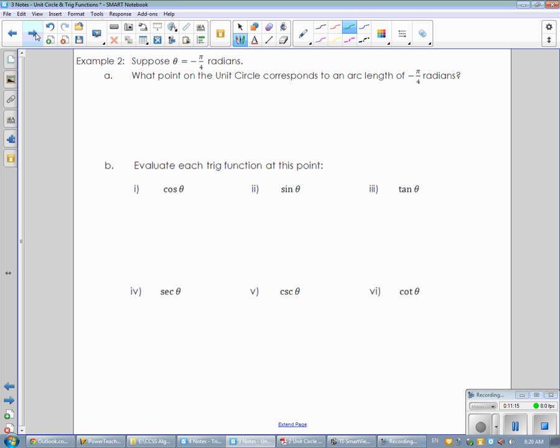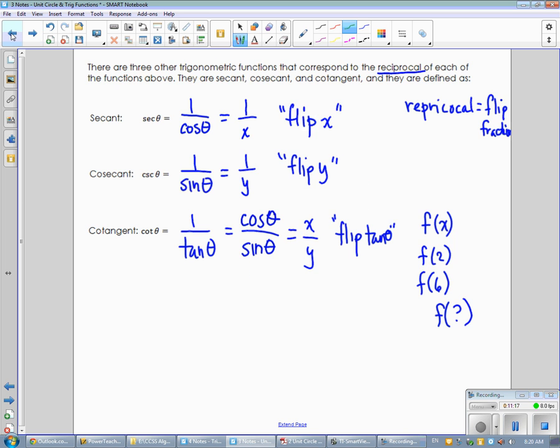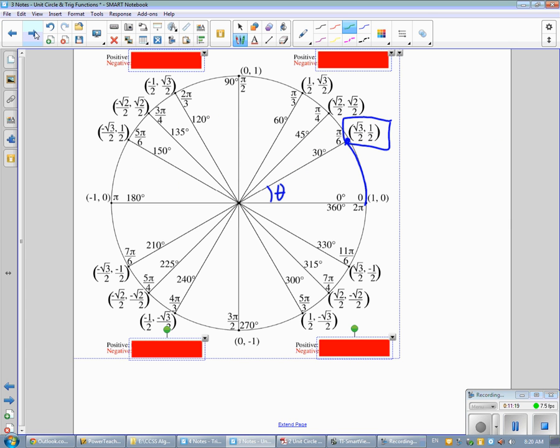Well, we have to be careful with that negative because that's telling us to go in a different direction. So here's pi over 4. This is a positive pi over 4. If I want to go negative pi over 4, I'm going to go the same distance, but in the opposite direction. I'm going to be going clockwise.